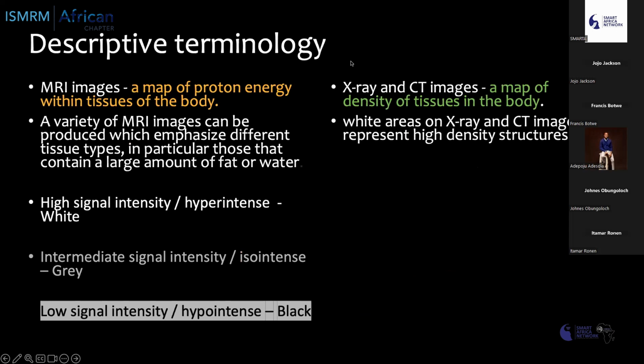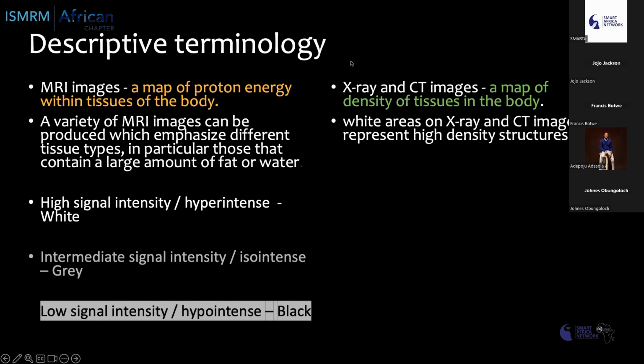So how do we describe the images that are seen on an MRI scan? The MRI scan can be likened to a map of proton energy within tissues of the body or the brain, as in this case. A variety of images can be produced which emphasize different tissue types, and in particular those that contain a large amount of fat or water.